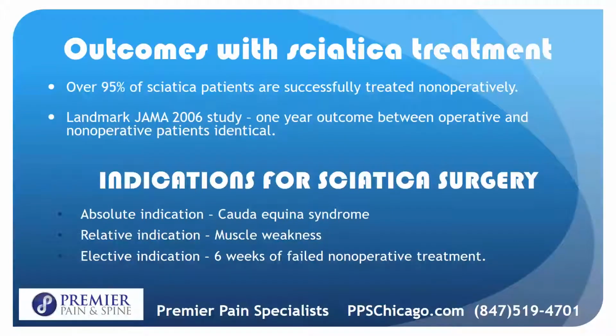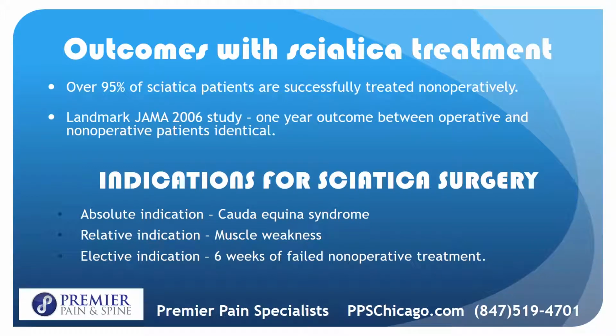Well, the outcomes with sciatica treatment are that over 95% of sciatica patients are successfully treated without surgery. There was a landmark study in 2006, Journal of the American Medical Association, showing that the one-year outcome between operative and non-operative patients, totally identical. Those who had surgery got out of pain faster and got back to work faster, but at 1 year, there was no difference. Now, what are the indications for surgery?